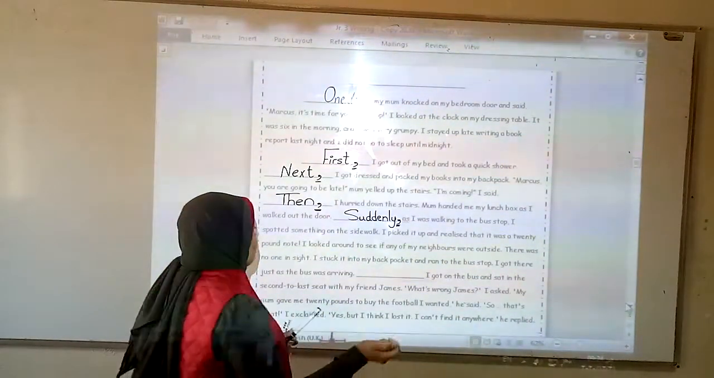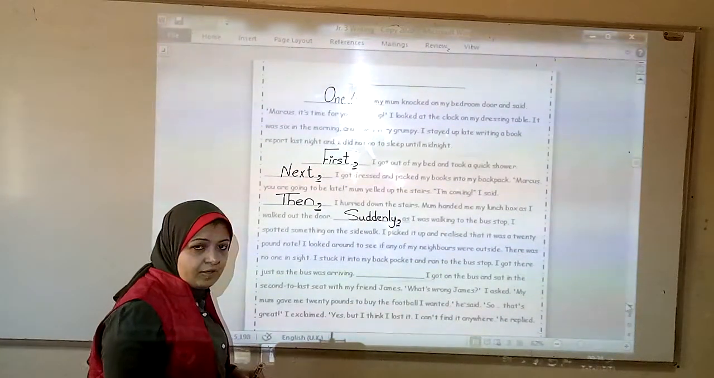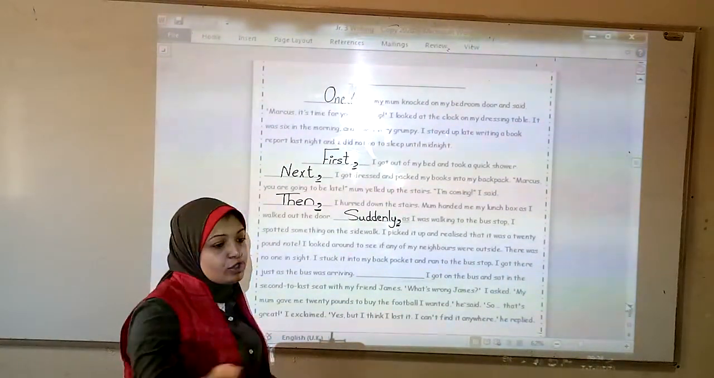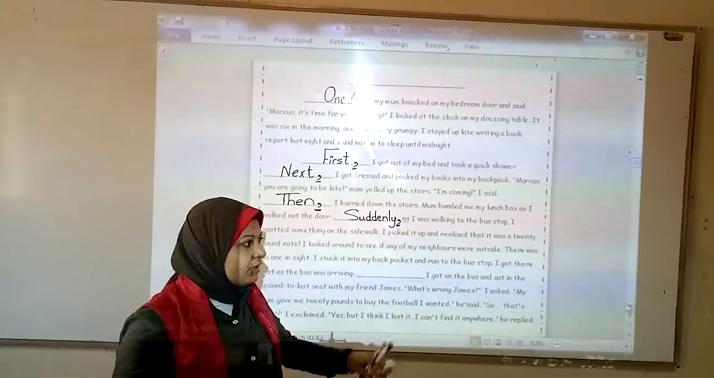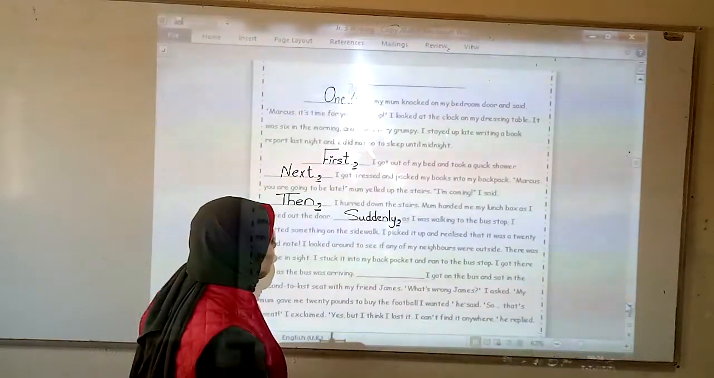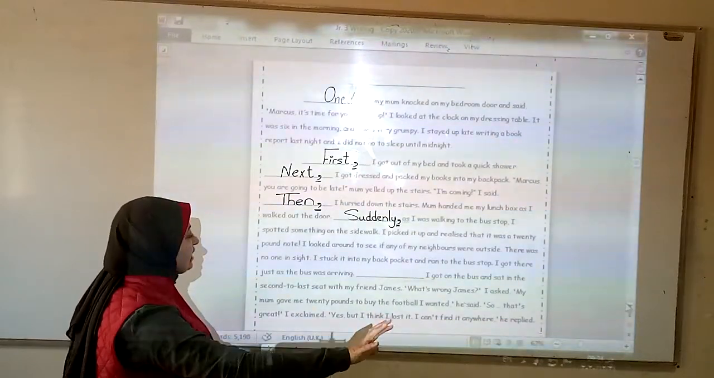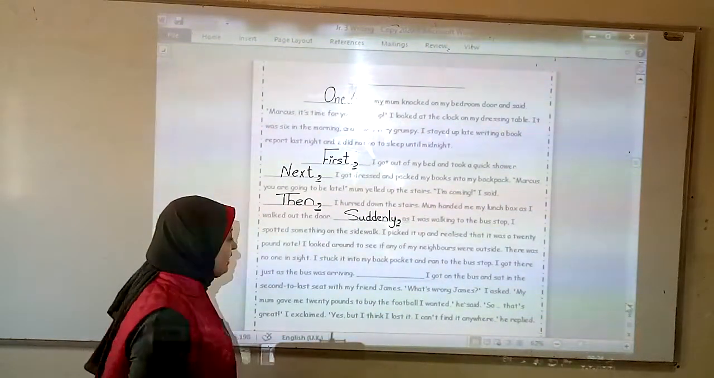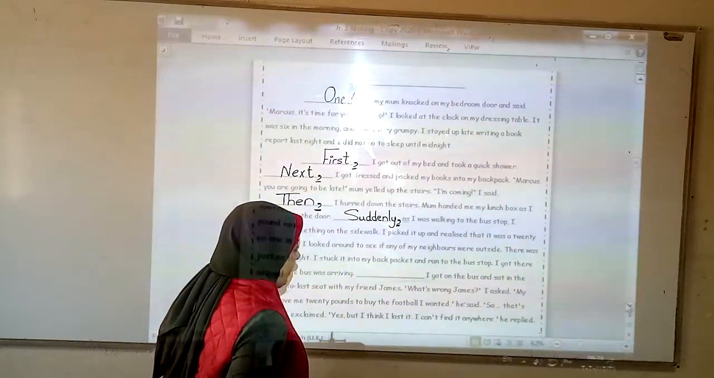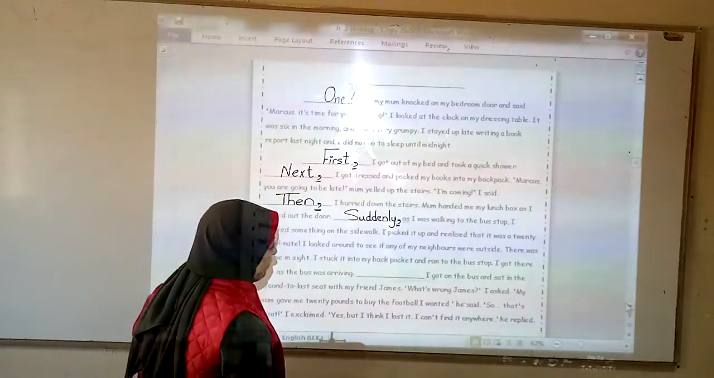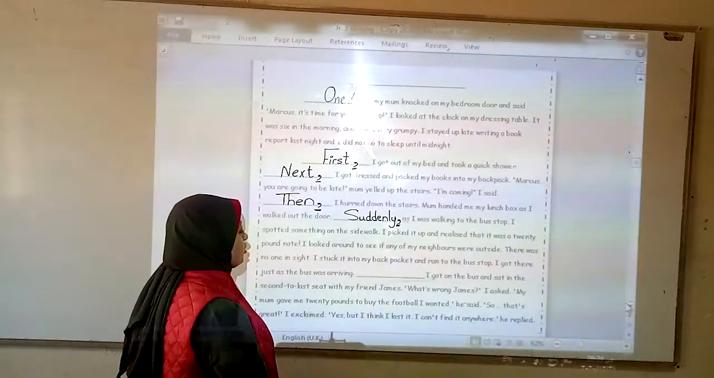I looked around to see if any of my neighbors were outside. If we found money, we must search for their owner. Okay, so he looked around and no one was outside. There was no one inside. No one can be seen. I stuck it into my back pocket and ran to the bus stop. I got there just as the bus was arriving, just on time.